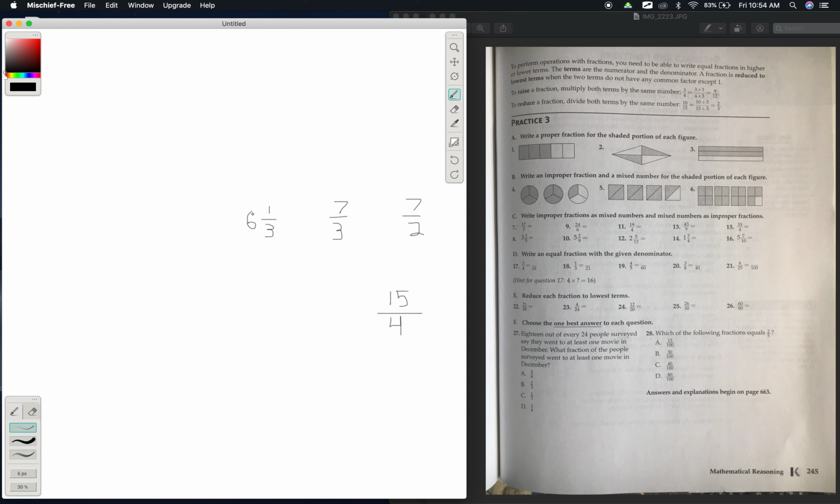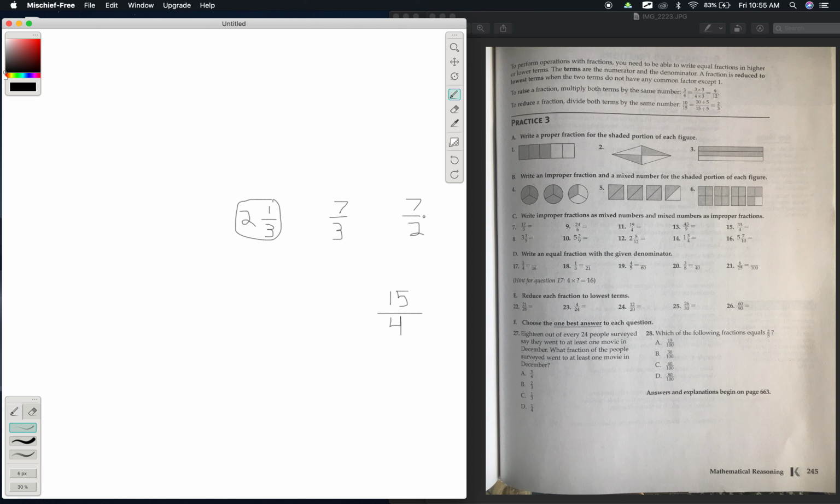Sorry, I actually put 6 there. I meant to put 2. For example, 3 goes into 7 2 times. There we go, and that is the mixed number for this, showing we have 2 pieces and 1/3 of a piece. Or let's say whole, 2 wholes and 1/3 of a whole.